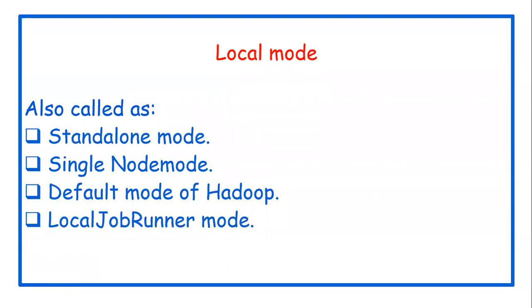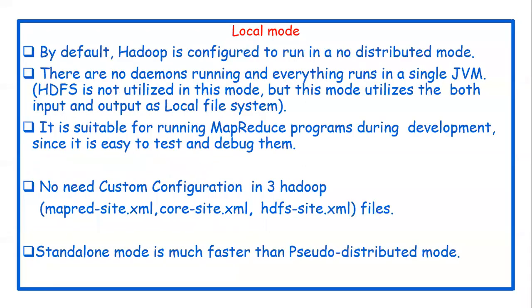Now let us understand what local mode is. Local mode is nothing but standalone mode. It is also a single node mode, the default mode of Hadoop, and also called local job runner mode. By default, Hadoop is configured to run in a non-distributed mode. There is no distribution. Only the local file system is there, a single file system and a single node. That's why you don't need distributed mode.